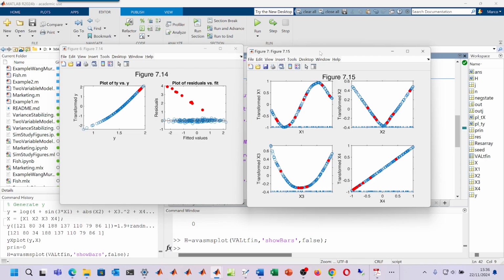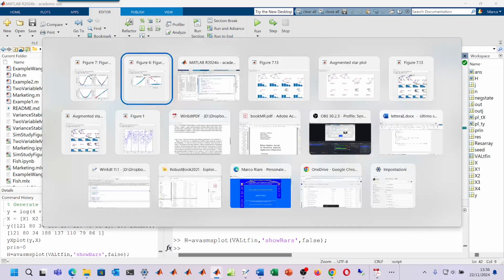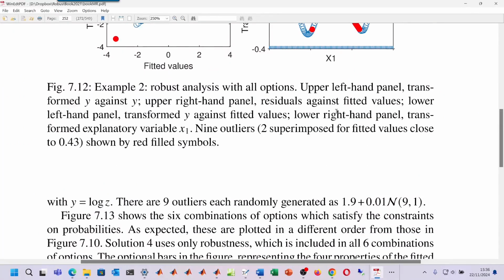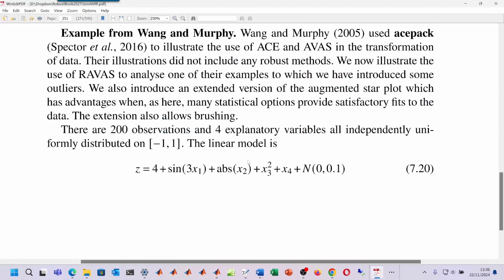Much more interesting, I think, from a statistical point of view, are the other plots, which are the transformed values of the explanatory variables. X1 is a nice sinusoidal shape, but X2 is probably really the most interesting. If you look back at the model, you will see that this explanatory variable is the absolute value of X2 minus a constant.